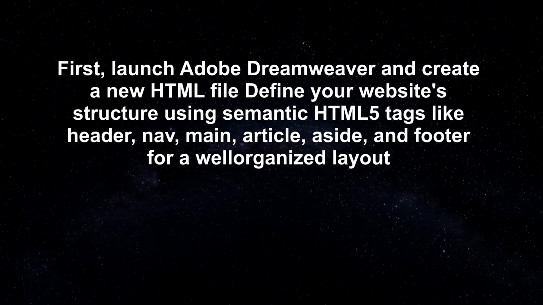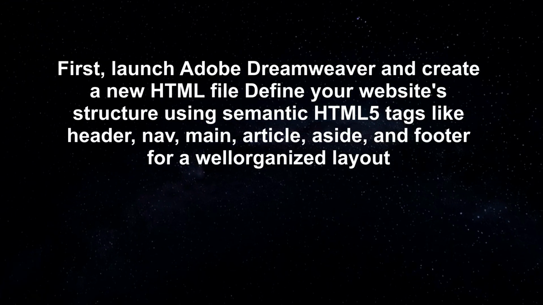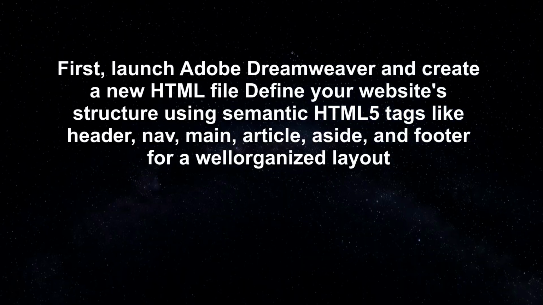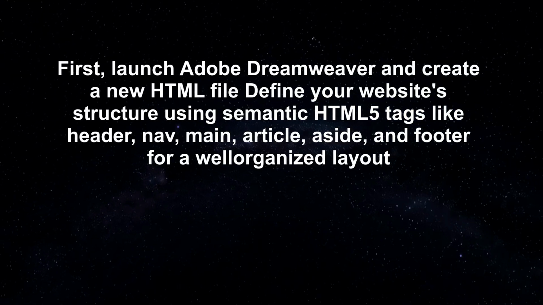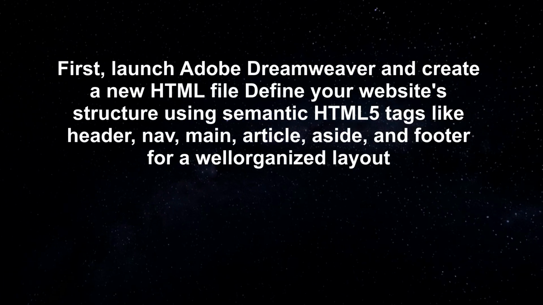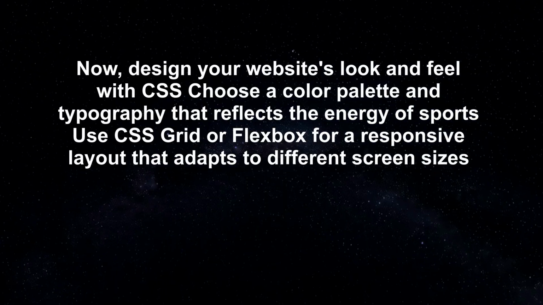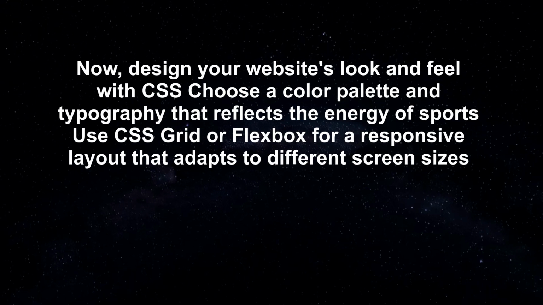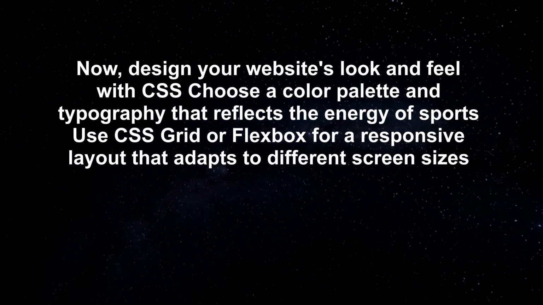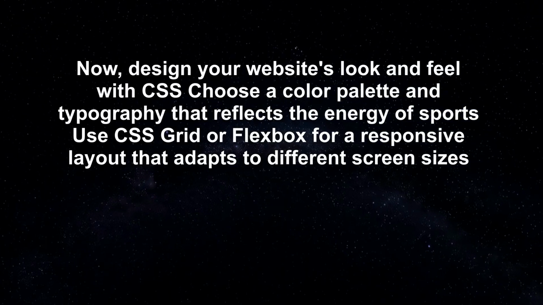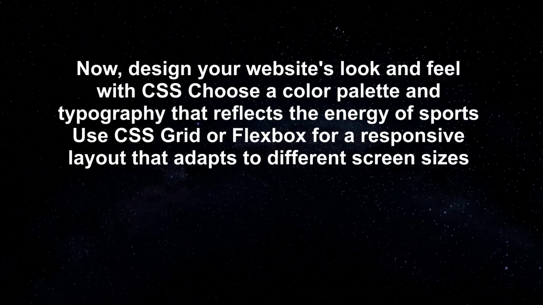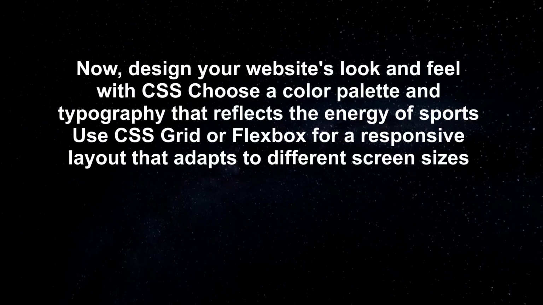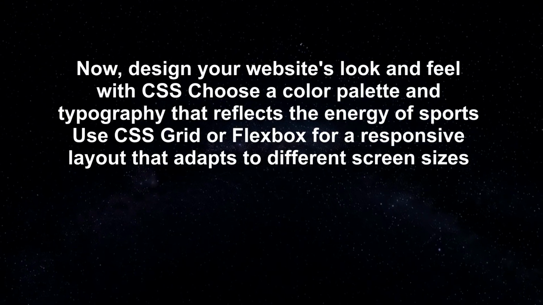Define your website's structure using semantic HTML5 tags like header, nav, main, article, aside, and footer for a well-organized layout. Now, design your website's look and feel with CSS. Choose a color palette and typography that reflects the energy of sports. Use CSS Grid or Flexbox for a responsive layout that adapts to different screen sizes.